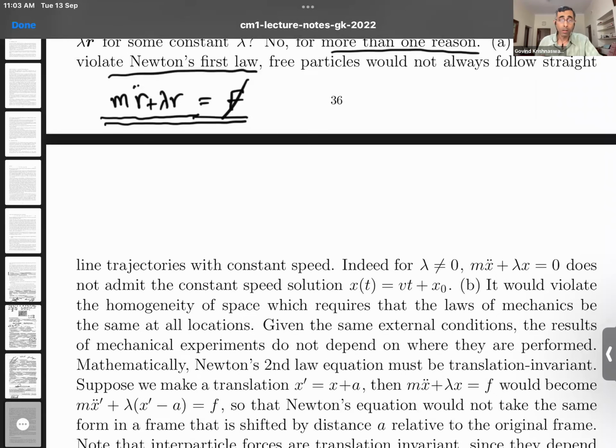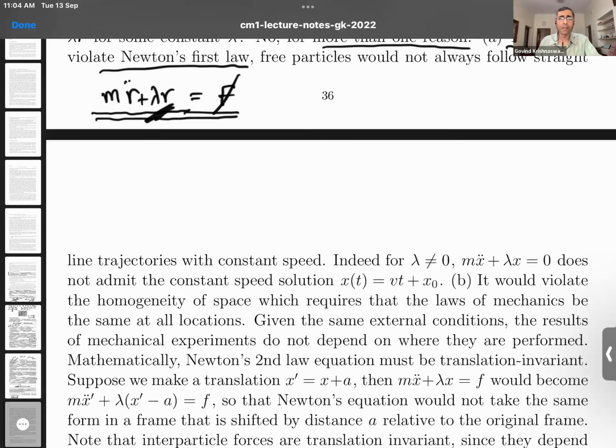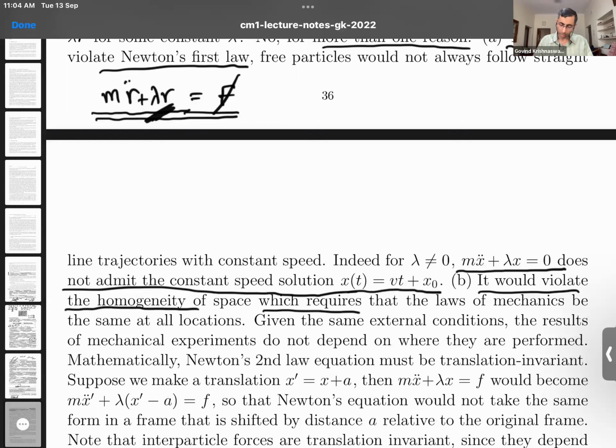Okay, so let me just continue with what I was discussing. Suppose we were to include a term that depends explicitly on position on the left-hand side of the equation of motion, then again, you will have a problem. If lambda were not zero, then the equation of motion m x double dot plus lambda x equal to zero does not admit the constant speed solution x of t equal to vt plus x naught. Okay, so this is not a solution. If you put it in, it doesn't solve the equation. So it would violate Newton's first law. It would also violate another important principle of physics that again predates Newton's first law, namely the homogeneity of space. The homogeneity of space requires that the laws of mechanics be the same at all locations.